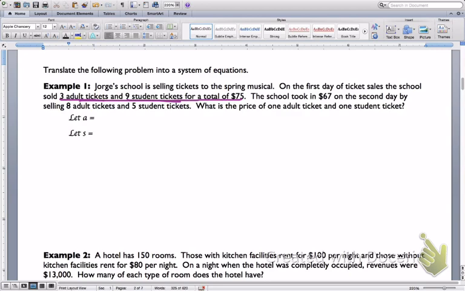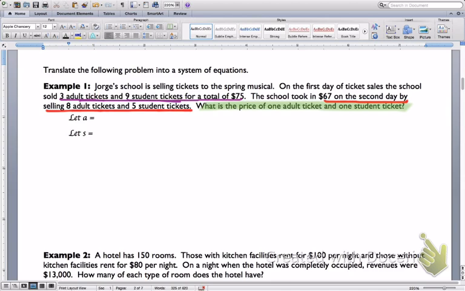The school took in $67 on the second day by selling 8 adult tickets and 5 student tickets. So again, this is also important information: 8 adult, 5 student tickets, and they took in $67. And we want to know what is the price of 1 adult ticket and 1 student ticket. So the question at the end generally gives away what we are looking for: the price of 1 adult ticket and the price of 1 student ticket.